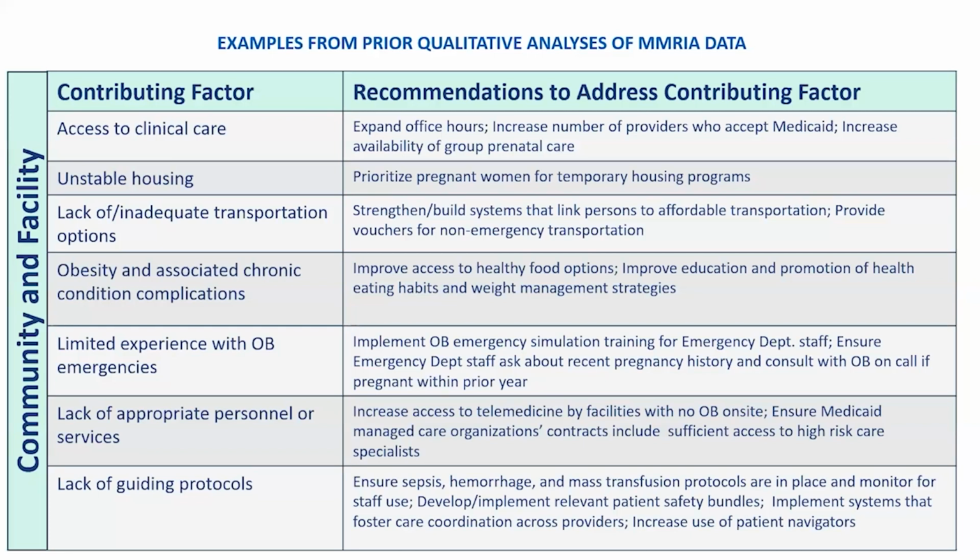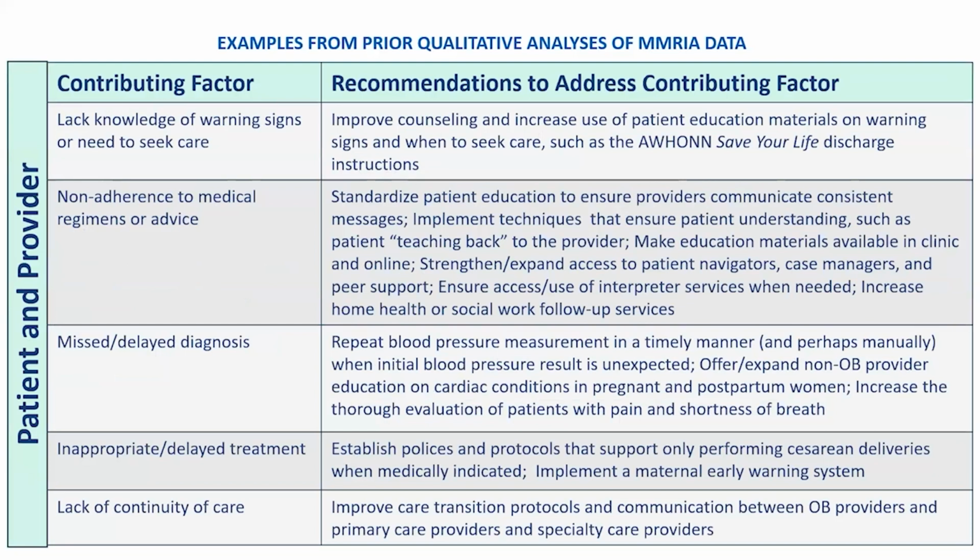For the sake of time, I'm going to move to examples on slide 23. These are patient and provider level recommendation themes among pregnancy-related deaths that are listed in no particular order. A contributor is lack of knowledge of warning signs or the need to seek care. And the recommendation there is to improve counseling and increase the use of patient education materials on warning signs and when to seek care, such as the AIM Save Your Life discharge instructions. And I think what might also not be surprising to you all is on the bottom of this slide, a contributor is lack of continuity of care, and that we need to improve care transition protocols and communication between OB providers and primary care and specialty care providers.